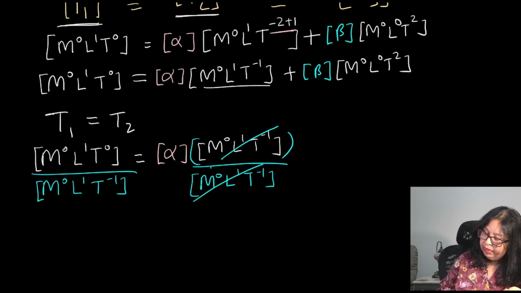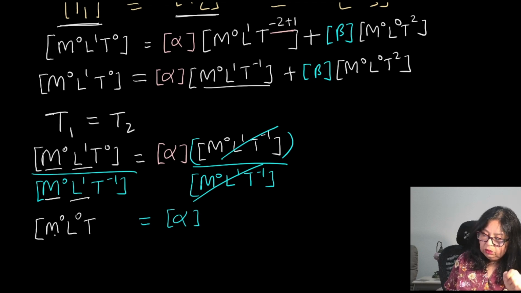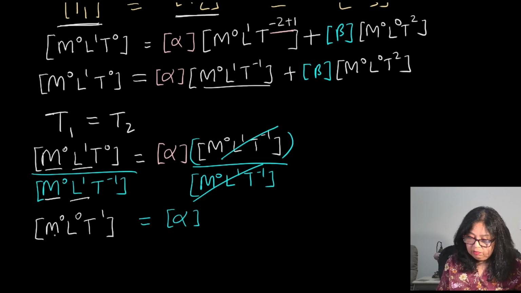So the right-hand side isolates alpha, and on the left-hand side we get M to the power 0 divided by M to the power 0, which still remains M to the power 0. L to the power 1 divided by L to the power 1 is L to the power 0. T to the power 0 divided by T to the power minus 1 gives you T to the power 1. Okay, so that's my alpha.